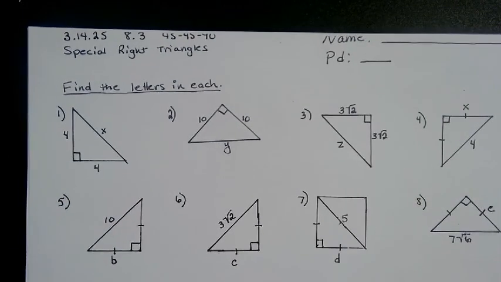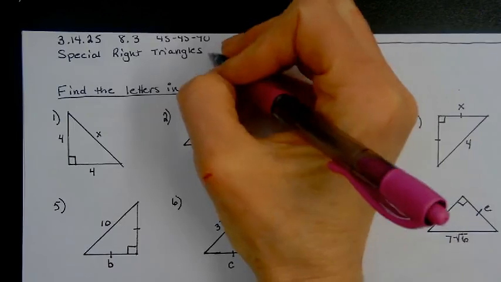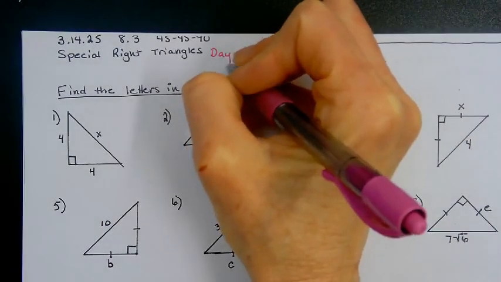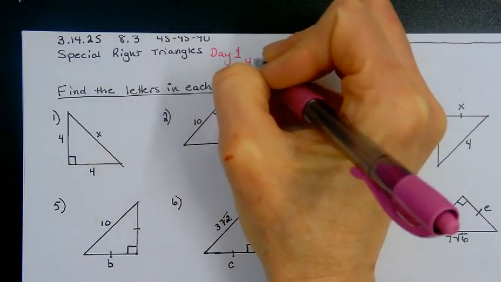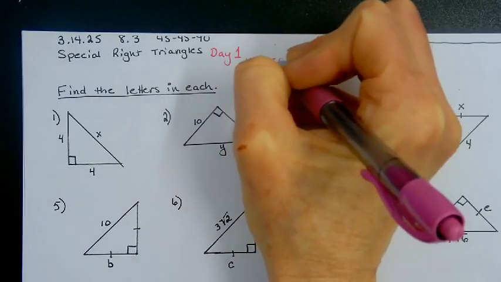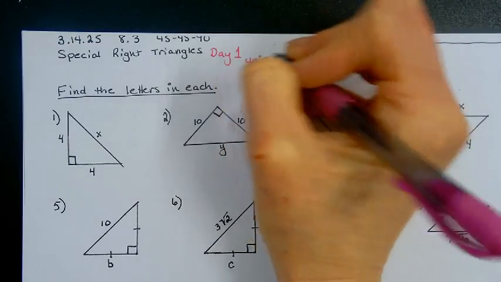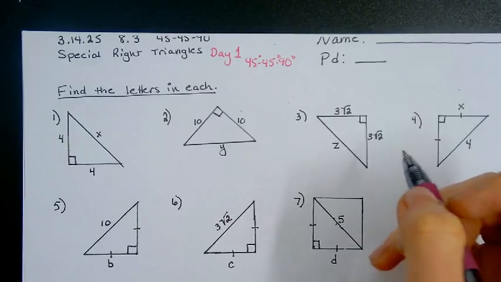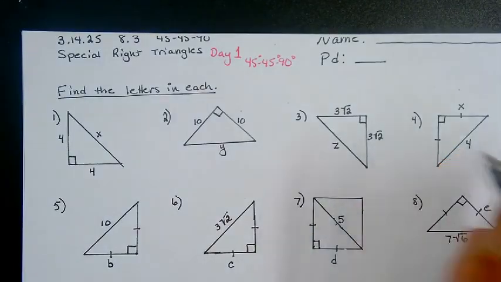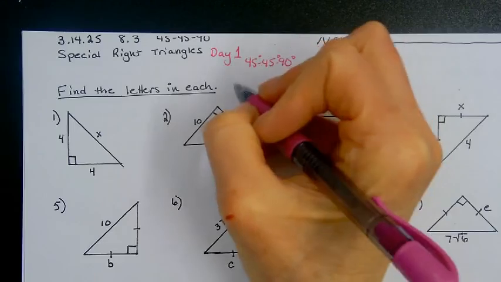Hi class, this is the assignment for special right triangles. This is day 1. And today we just looked at 45, 45, 90-degree triangles. They're right triangles and they have special qualities. And before we start, let's review the two formulas.